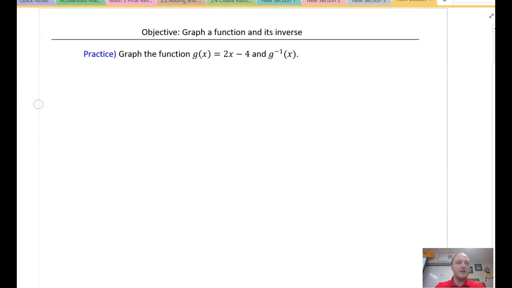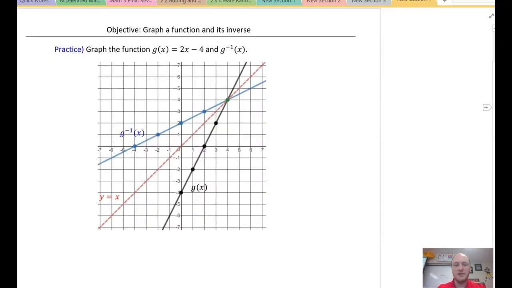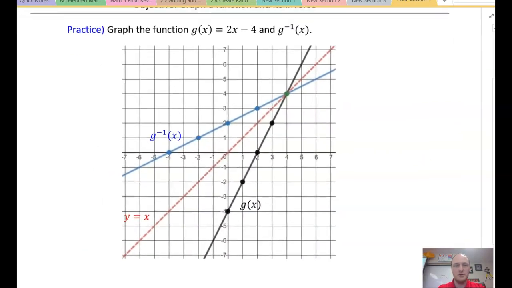I have a practice problem here for you. Please pause the video and try this example and graph it. Hopefully you paused the video. Here is the solution.